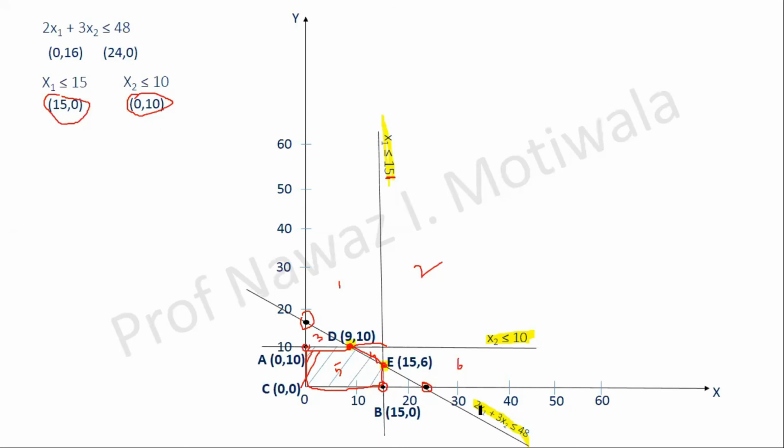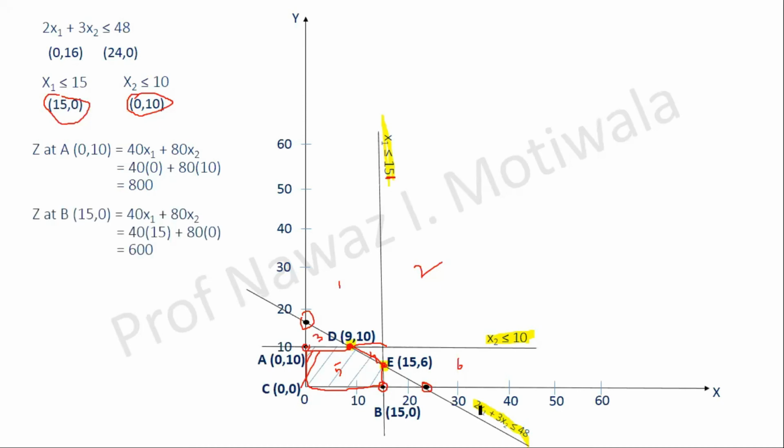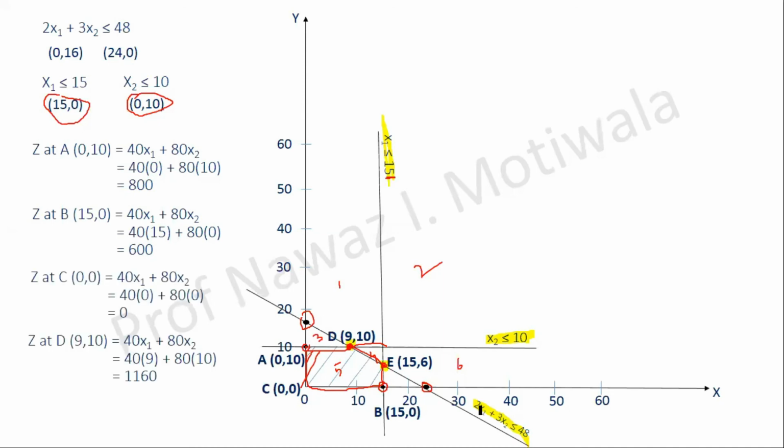Now the last part is to check the value of z, the objective function, at all these corner points. Let us start one by one. For the first point A, it is (0, 10). So I will substitute 40 into x1, which is 0, plus 80 into x2, which is 10. So I will get 800. Similarly for point B, I will get 600. For point C, I will get 0. For point D, I will get 1160. And for point E, I will get 1080. I am just substituting the values of x1 and x2 in the objective function.